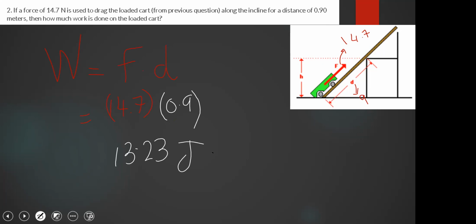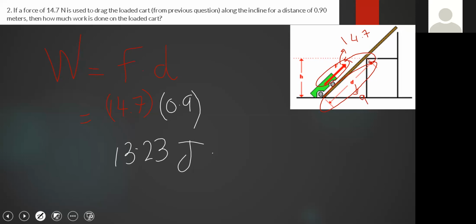So to find the potential energy, we look at the vertical height. But when you find the work, you must look at the distance in the direction of the force. The height here is not in the direction of the force, so I will not use it. I will look for a distance that is in the direction of the force. If this is F, this will be the distance. That's why we found F times D as 13.23 joule for the work. Is it clear?